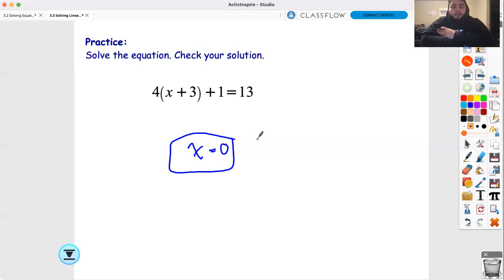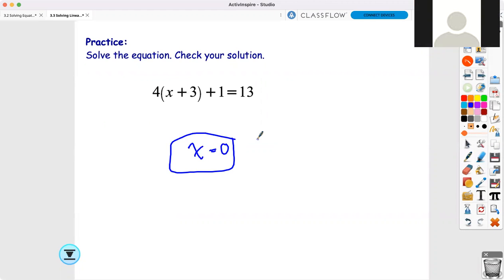Anyone agree or disagree? Anyone want to talk about the steps? Anyone need help on the steps? Speak now, or forever hold your peace. I agree. Okay, cool. Good. You are correct. If you got x equals 0, good job, guys.